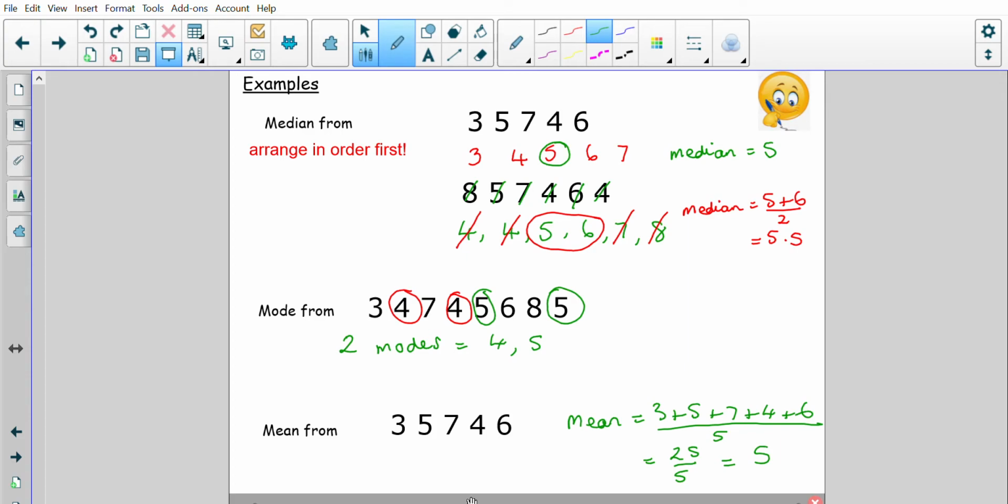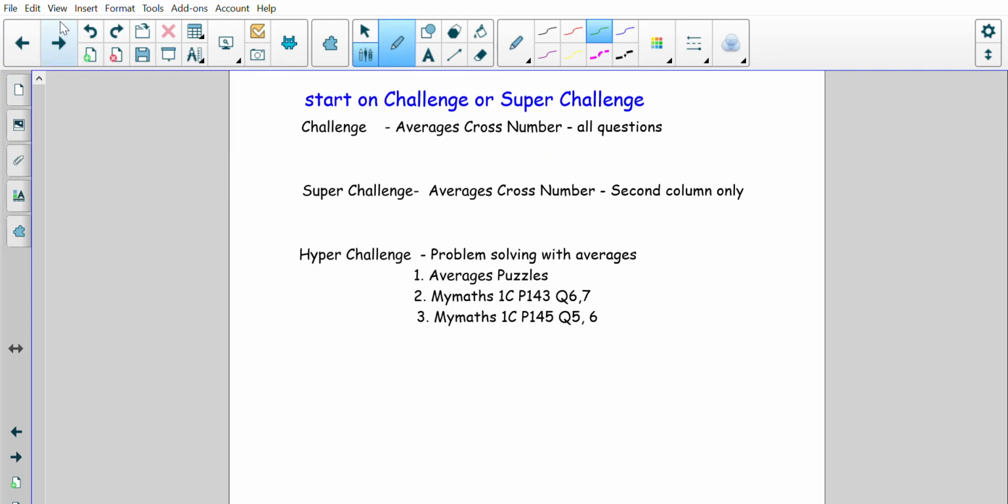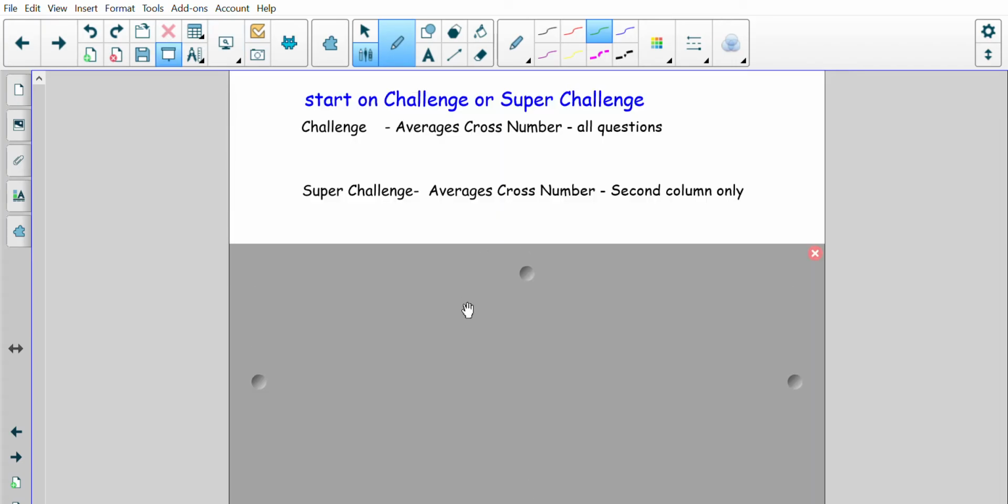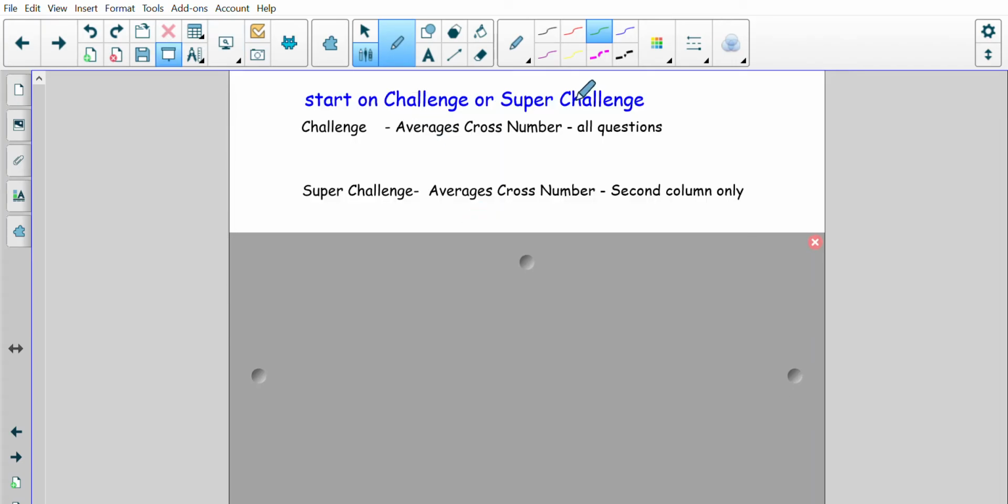Now what I'd actually like you to do now is pause the video and have a go at some of these practice questions. So I want you to have a go at, let's just have a look here, start on the challenge or the super challenge. It's the same sheet, averages cross number, which you'll find attached to the assignment. The challenge is you just start on question 1 and you work your way through the whole sheet. Don't forget, if it's a median, to put the numbers in order.